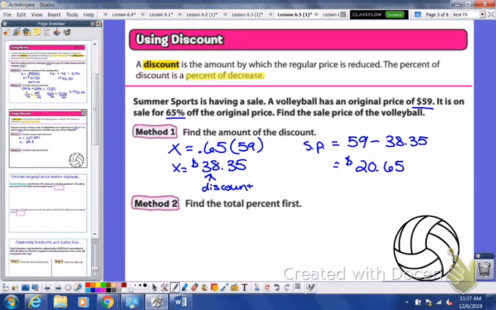So again, another method where we're going to find the total percentage first. So if we originally have the 100%, taking off 65%, so minus 65%, means that we are paying 35%. So what is 35% of 59? I'll do the proportion with this one, just so you guys can continue to see both methods.